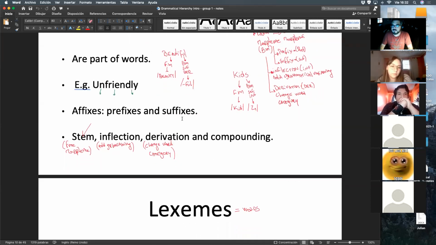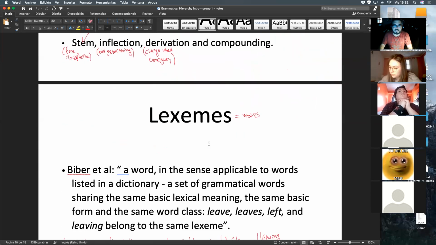Then prefixes, suffixes, basically bound morphemes are also called affixes. The following point is, in some grammars, they don't say free morpheme, they say stem. And inflection, derivation, and compounding are basically the same idea. So we will continue out of this.